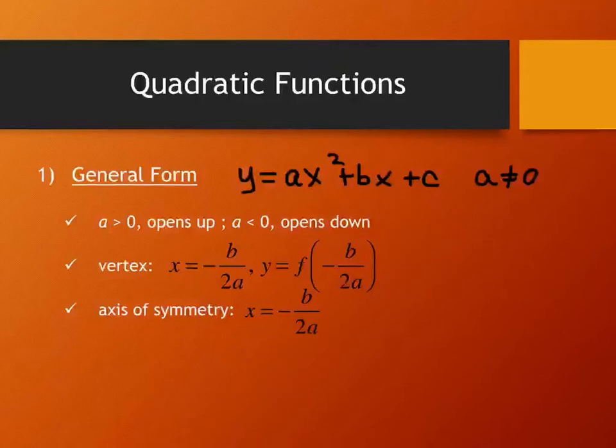Either a is positive, and if it is, then we have a parabola that opens up, right, a U shape. Or a is negative, in which case we have a parabola opening downward, and it looks like that.